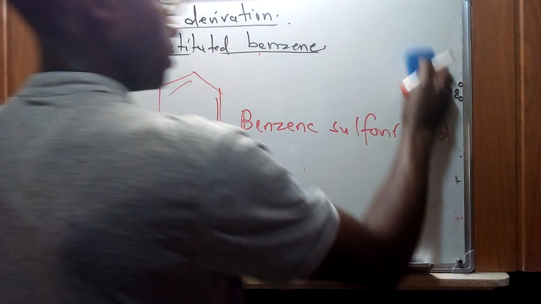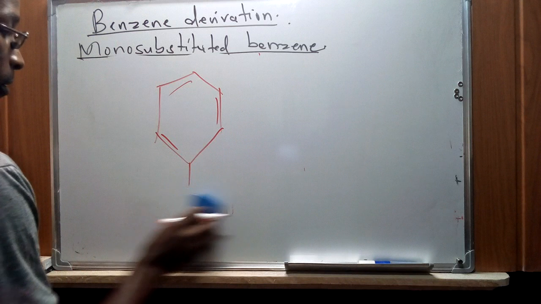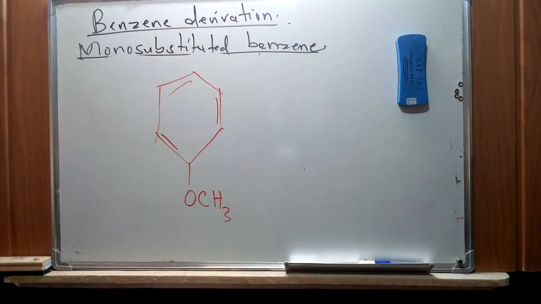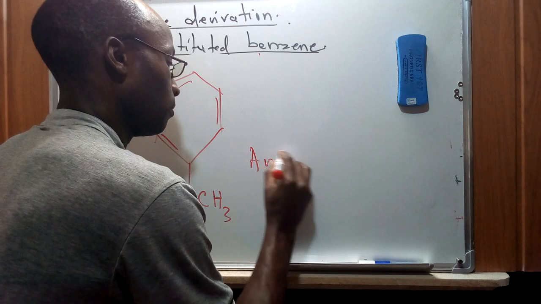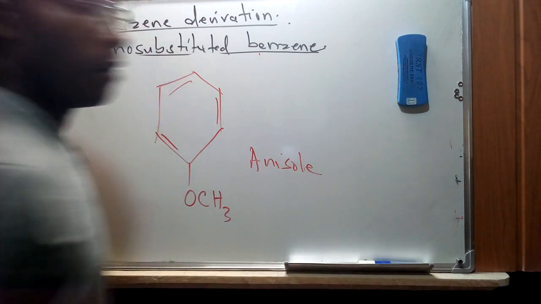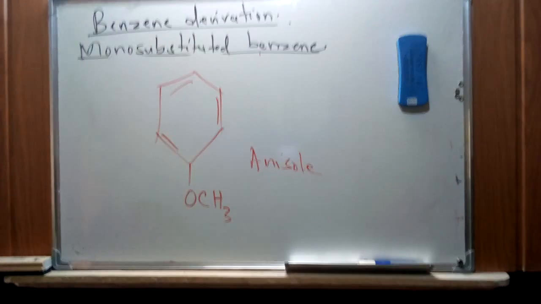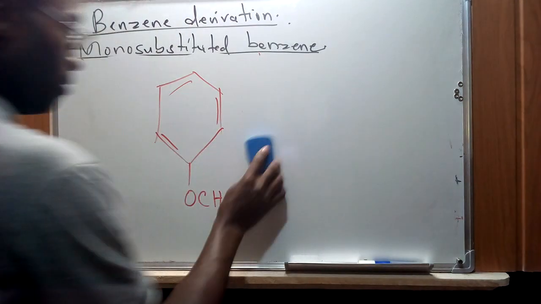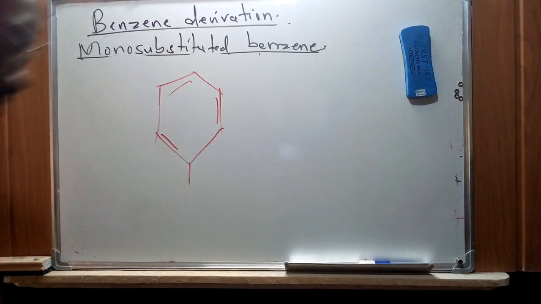And then suppose we had a methoxyl group at this particular point. Then this one is going to be called anisole. So that's an alkoxide group that has substituted benzene at that particular point. So we shall have the name for that one as anisole. So remember, it's a substitution of an alkoxide group at that point.